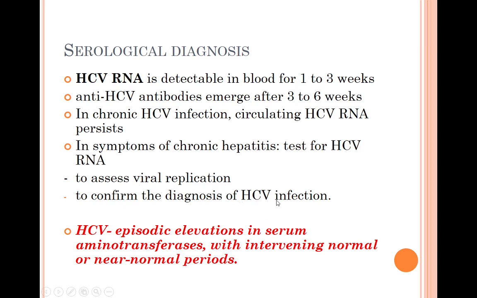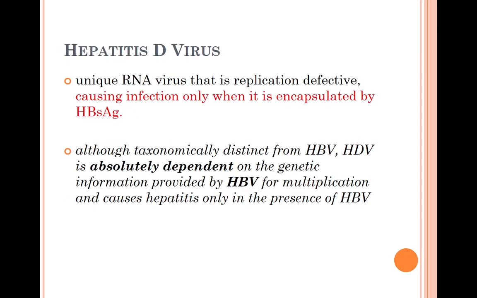the diagnosis. So in HCV, if you have to test the blood for LFT, this is important. Episodic elevations in serum aminotransferases with intervening normal or near normal periods. This is typically what you find in LFT. You may find it suddenly normal, and after 1 week you test, suddenly the aminotransferase is very high. Okay, so that is something which you have to remember.